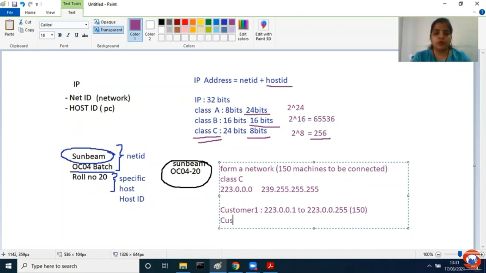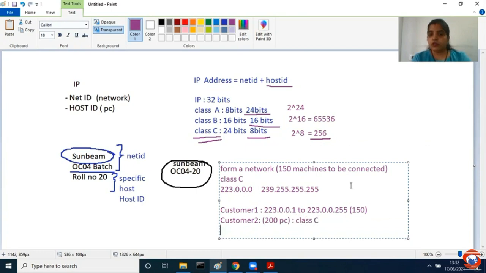Similarly, customer 2 comes to the service provider and he also says that can you please give me, I have a requirement for 200 PCs. तो अब मेरा सर्विस प्रोवाइडर फिर से कौन से क्लास की आईपी एड्रेस देगा मुझे? ऑब्वियसली क्लास बी की देगा, क्लास सी की देगा. तो अगेन दैट पर्सन, उसके पास जो अवेलेबल आईपी एड्रेस रहेगी मे बी 224.0.0.0 से फिर से 224.255.255.255 ऐसे देगा. I'm sorry, it's from 0.0.0 to 255.